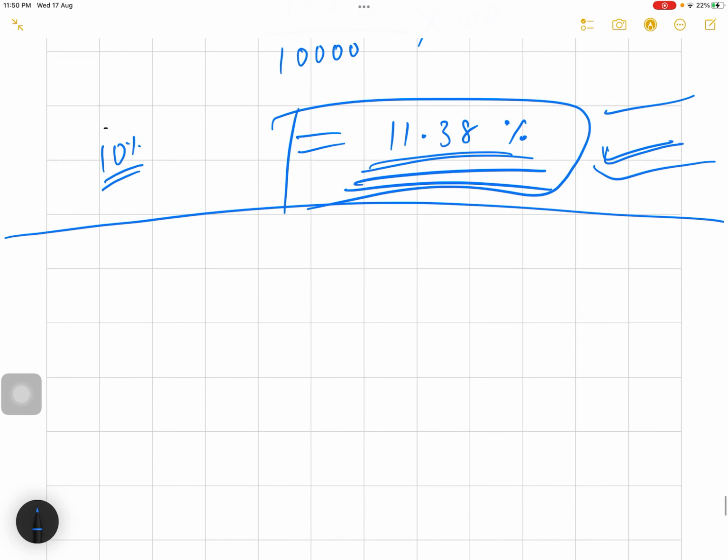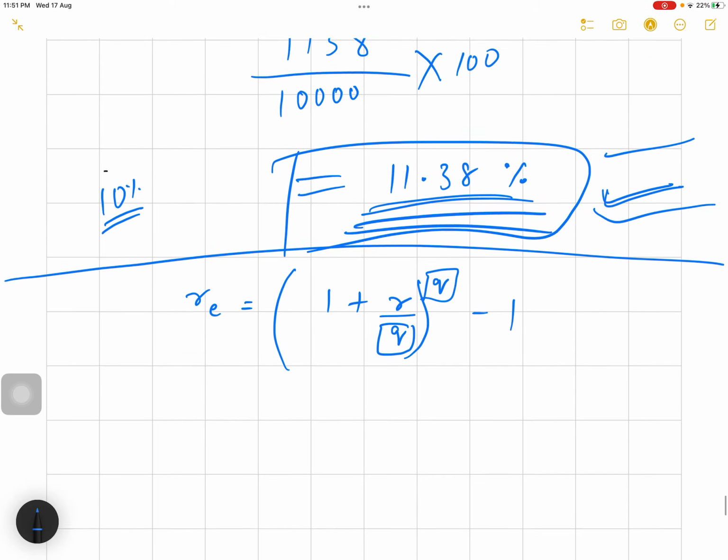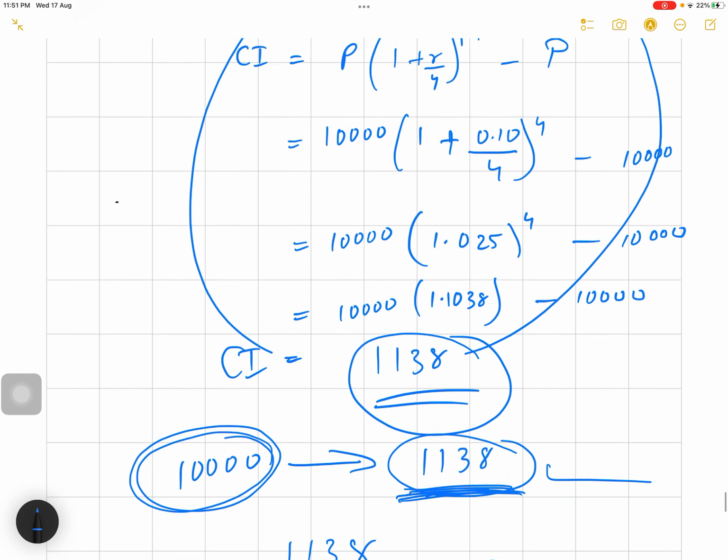Instead there is a formula. RE is equal to, E stands for effective, RE stands for effective rate of return, and R stands for rate of interest. So the formula is RE = (1 + R/Q)^Q - 1. This Q is the number of times it is getting compounded.